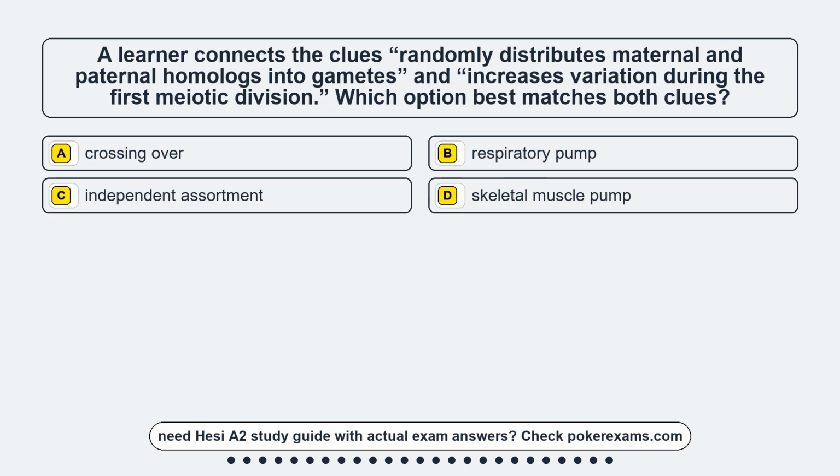Question 18. A learner connects the clues, randomly distributes maternal and paternal homologs into gametes, and increases variation during the first meiotic division.